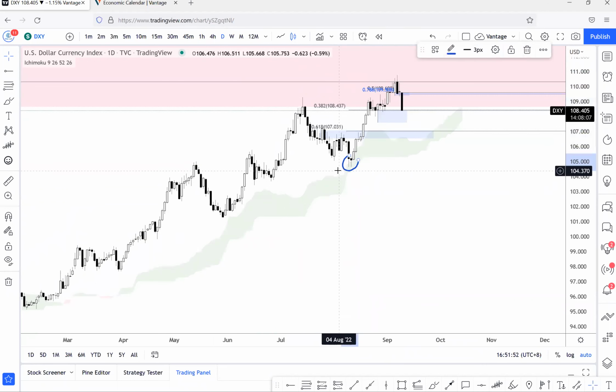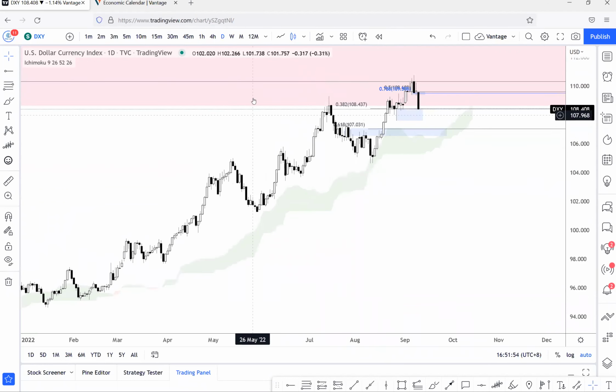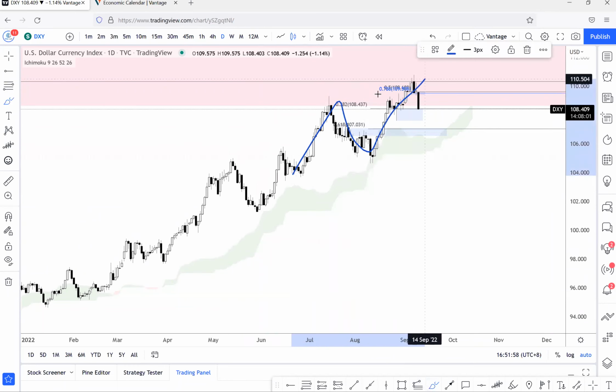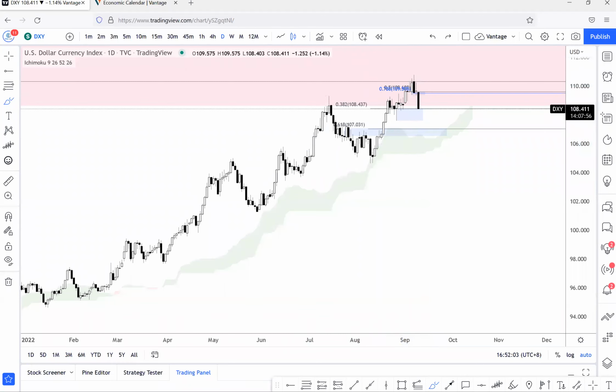This is currently on the daily. If you look at the daily, the structure is still bullish, given that price is still forming new higher highs and higher lows. And right now it's on the weekly resistance. So this is what I see on the dollar index. Let's take a look at Euro Pound, and this will be the last chart that we have for today.